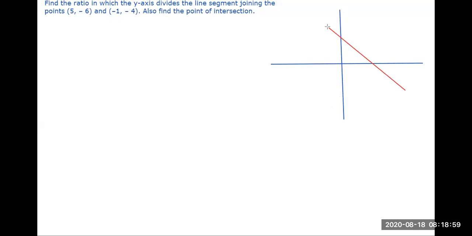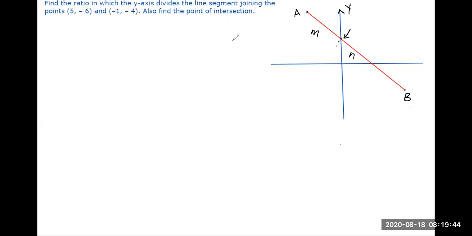So basically, the y-axis is dividing a line segment. What it means is that, let's say this is the end point of the line, A, and this is the other end point of the line, B. Now this is the point on the y-axis. This is the y-axis. This is a point where the y-axis is dividing the line AB, in a ratio we don't know, so the ratio may be m is to n.